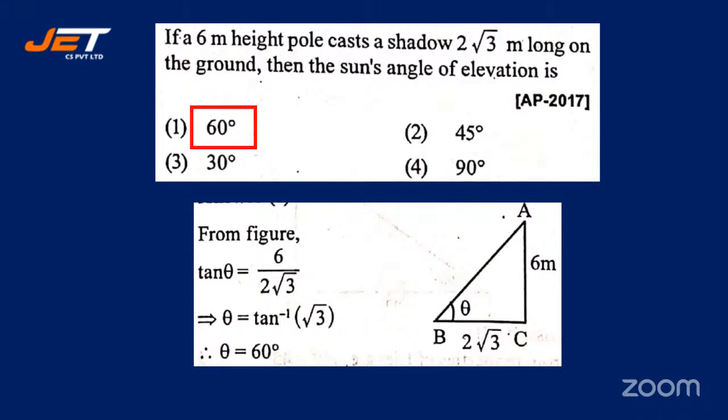So root 3 can be written as root 3 into root 3 by root 3, root 3 gets cancelled. So it is tan inverse of root 3, which implies theta is 60 degrees. All right. So I think it's clear. You all would have done it and got the answer. Almost many of you are giving me the correct answer.